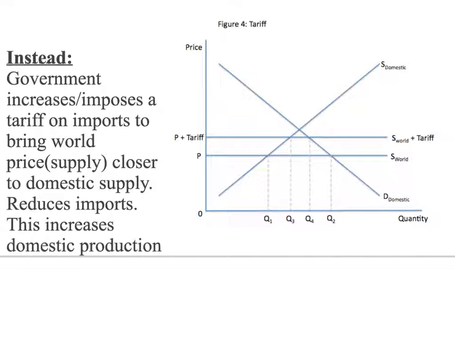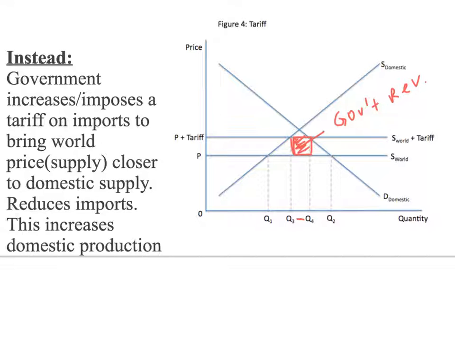Now the government benefits from this through the tax revenue generated from the tariff, which is located in this box here. It's the amount of imports, so Q3 minus Q4, or Q4 minus Q3, and below the tariff, so in between the tariff lines. That box there represents the government revenue from the tax on foreign imports. There's our government revenue box. So the value of the imports, Q3 minus Q4, and then above the supply of the world and below the supply of the world plus the tariff.